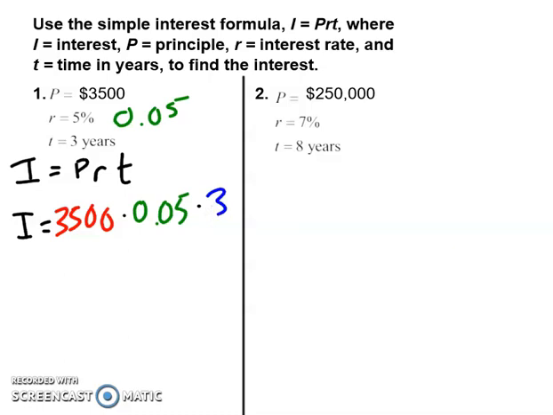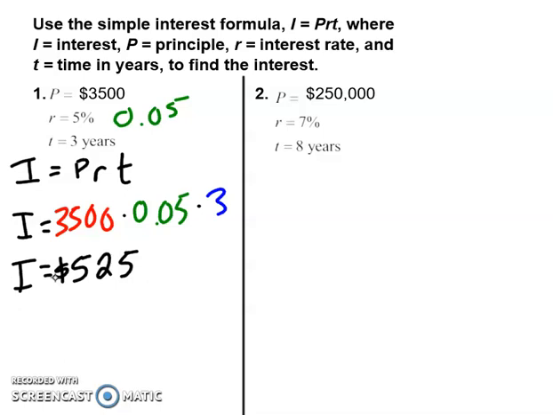So you take out your handy-dandy calculator and you type it in, 3,500 times 0.05 times 3, and you are going to be earning $525. So within 3 years, at 5% with simple interest, you earned $525 by pretty much doing nothing, just letting that money build its own, well, money.